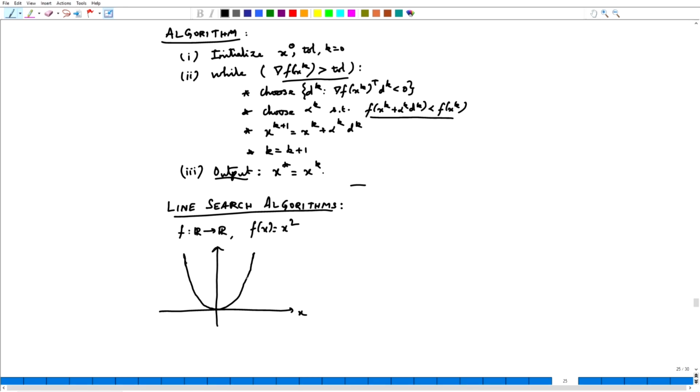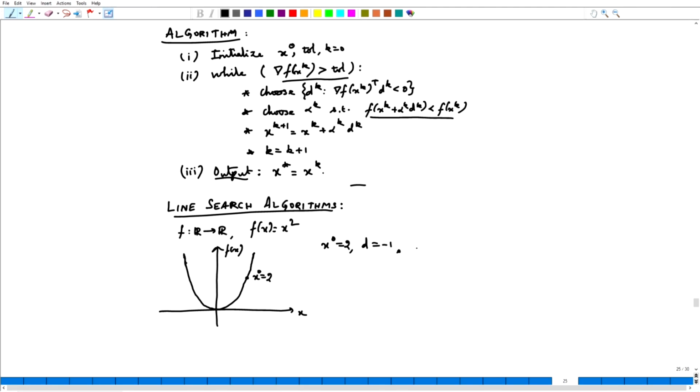Suppose I start with x equal to 2. So, this is f of x. I cannot choose a very high alpha. In this case you can see that d is either plus 1 or minus 1, so no other possibilities exist. And d is plus 1 is increasing the function value, and d is minus 1 is decreasing the function value. So, if x naught is 2, then d has to be minus 1.